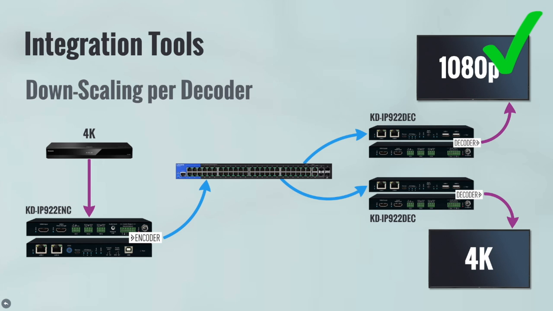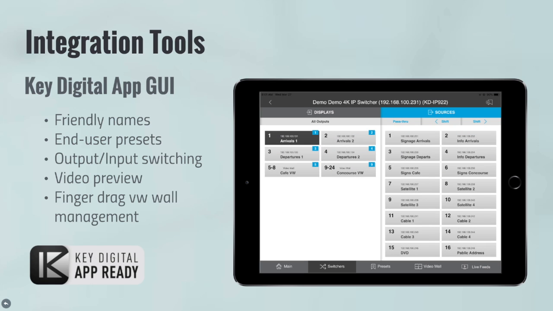And the cool thing about the AV over IP solution from us is our enterprise AV solution can take care of 4K and 1080p, whether it's source or display, forwards and backwards compatible, all within the setup. So you have downscaling for the decoders, and you can also make sure that they all work together.